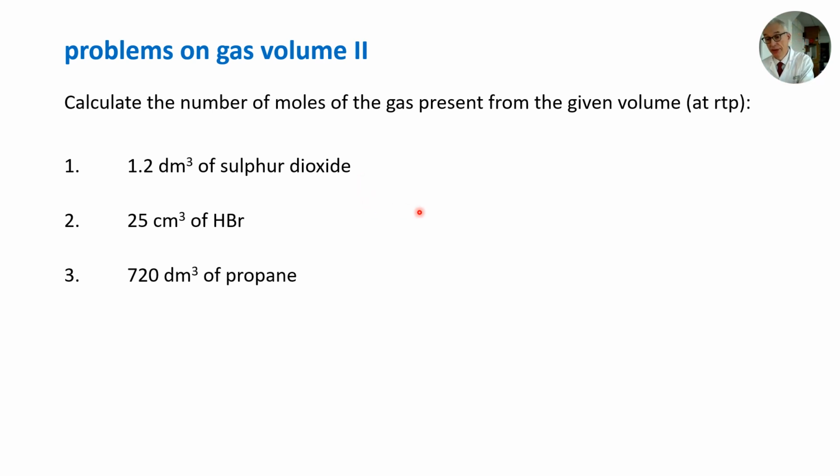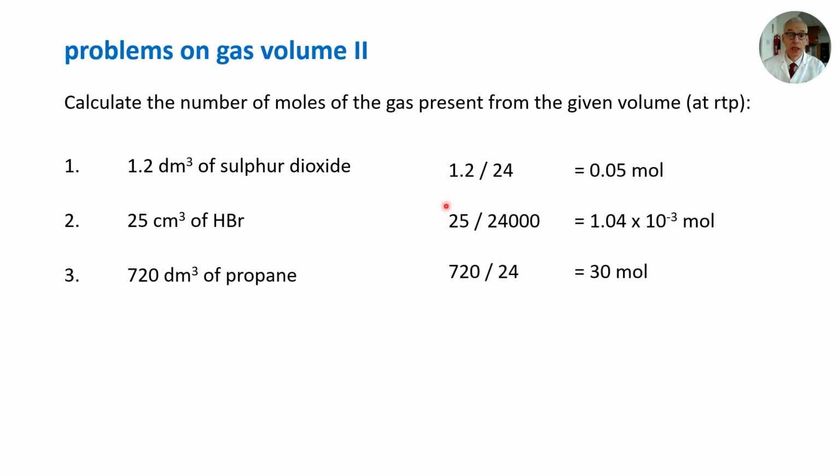Okay, I'm about to reveal. So volume 1.2 divided by 24, 0.05 moles. Volume divided by 24,000. Why 24,000? I hope it's obvious, because the volume is in centimeters cubed, so I need to keep the molar gas volume in centimeters cubed. So I've used 24,000. 720 in decimeters cubed divided by 24 is 30. 30 moles.